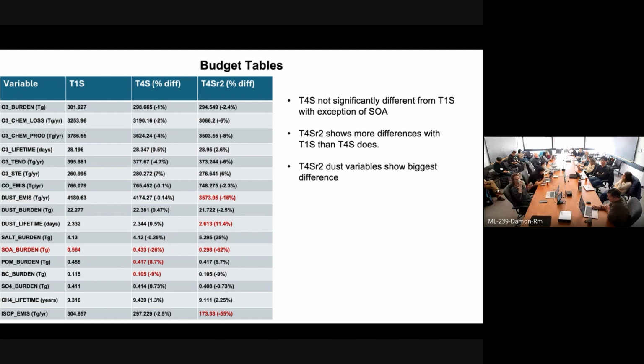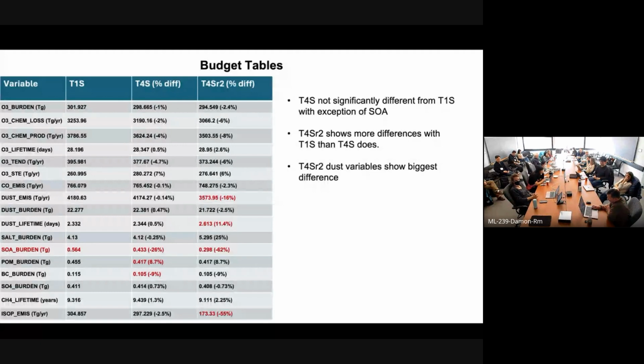Overall, things aren't too different between T1S and T4S and our second T4S run. I highlighted some of the bigger differences in red. In our T4S run, we do see our SOA burden is down by about 26%, and we have an increase by almost 9% of POM and a 10% reduction of black carbon. And then, of course, with our second T4S, which has the updated dust, our emissions are down by 16%.